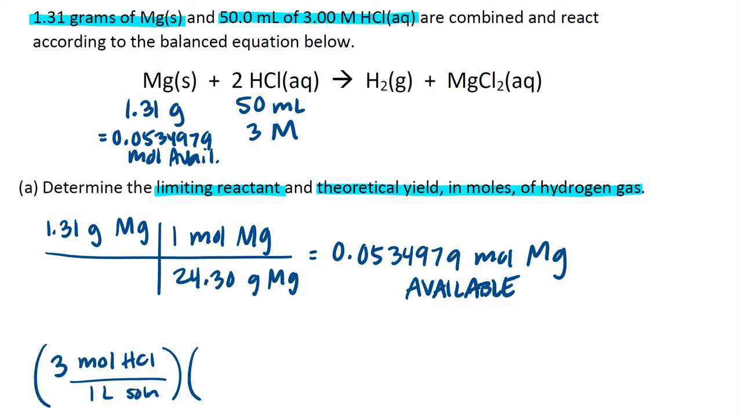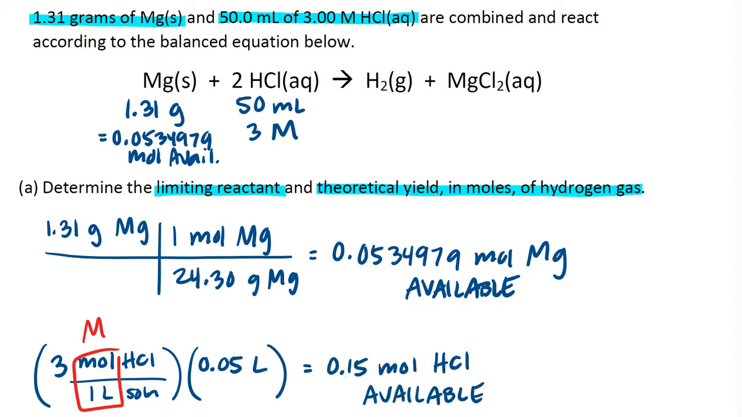So we are going to multiply this by 0.05 liters. And so again, this whole mole part over liters, that's your capital M. And so I'm going to multiply these numbers together to get the moles of hydrochloric acid. Okay, so we get a value of 0.15 moles of hydrochloric acid available. And so I'm just going to record that underneath of HCl in our balance equation.